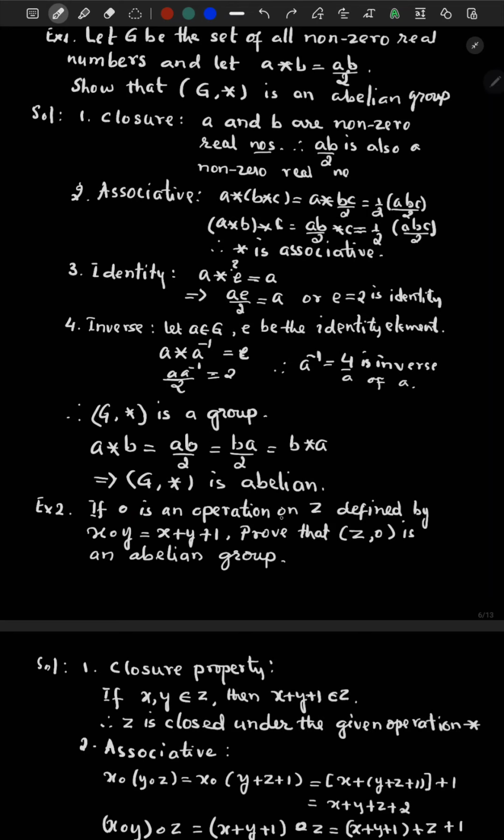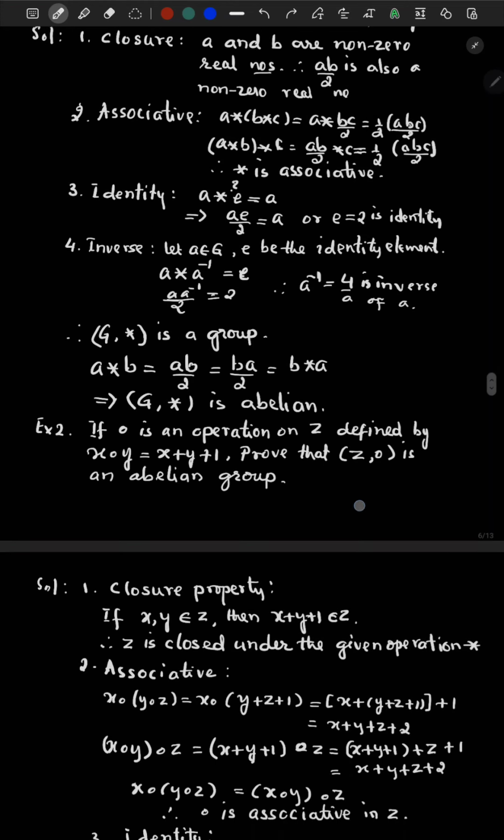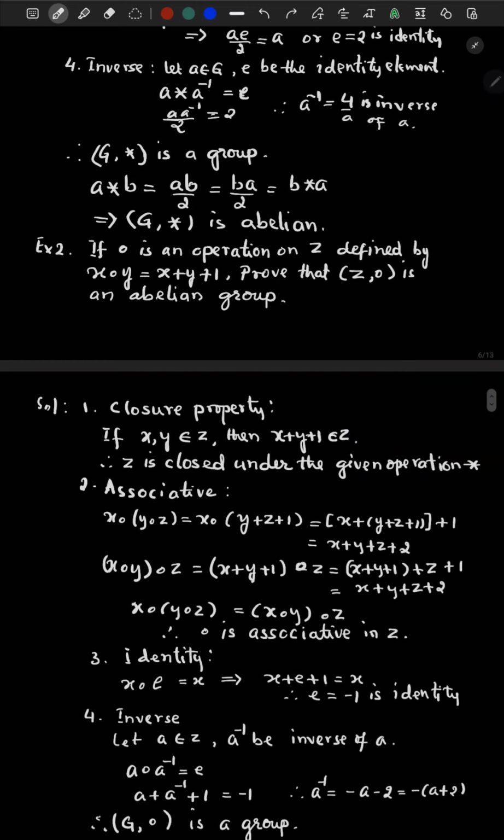If dot is an operation on Z defined by x dot y is equal to x plus y plus 1, prove that the set Z with this binary operation forms an abelian group. So first what we have to check is closure property. X and y are integers, so x plus y is an integer, plus 1 is again an integer. So closure property is true. And similarly you can check here, associative property is also true.